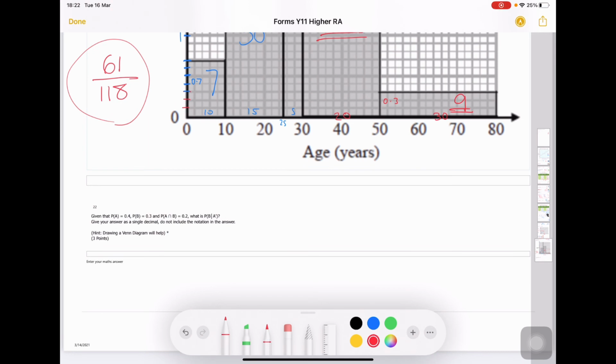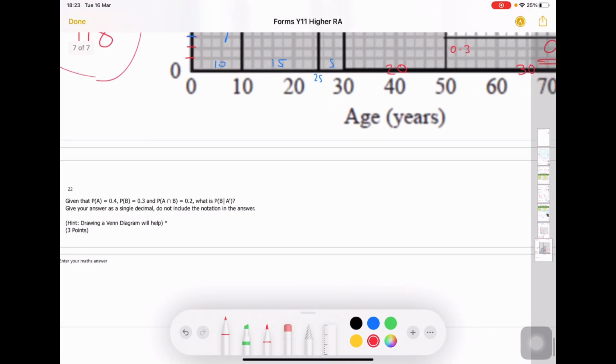Given that the probability of A is 0.4, the probability of B is 0.3, the probability of A and B is 0.2, what is the probability of B given that A does not occur? Give your answer as a decimal. Do not include notation. Hint, draw a Venn diagram. Let's draw a Venn diagram. Again, not the best Venn diagram in the world, but should suffice.